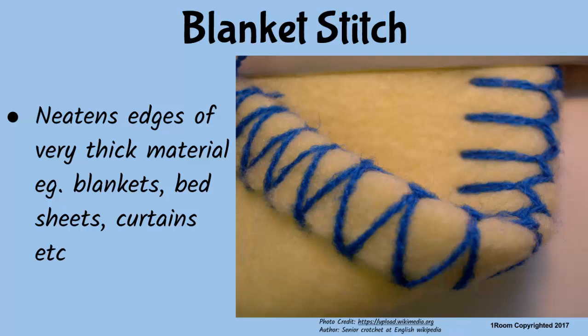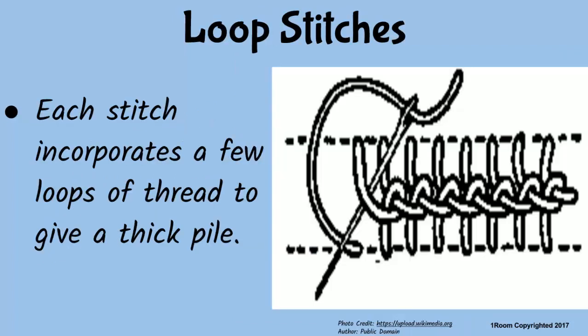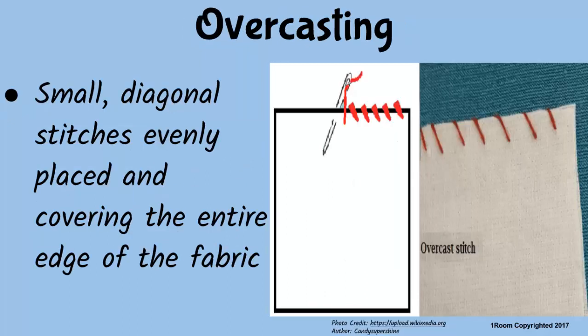Now you know. Next we have the loop stitch. This one gets its name from the long loops it leaves behind. It is a method of sewing in which each stitch incorporates a few loops of thread to give a thick pile. More coffee? Yes, please. There you are. We also have the overcasting stitch. It involves small diagonal stitches, evenly spaced, which cover the entire edge of the fabric to ensure the edges do not fall off.